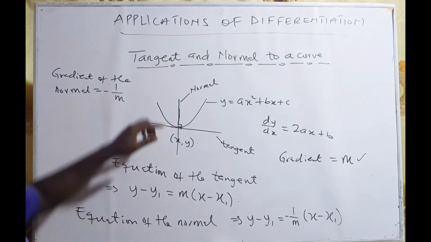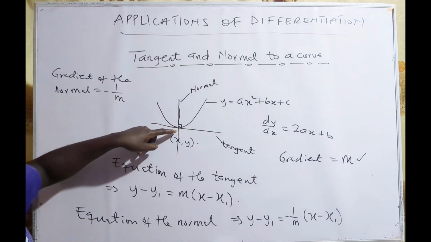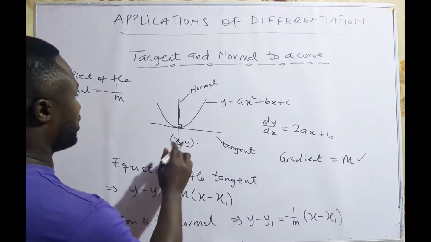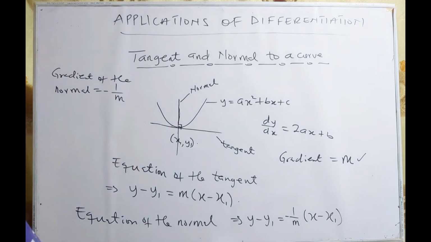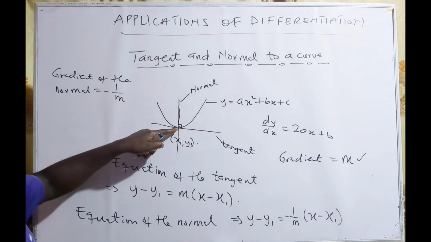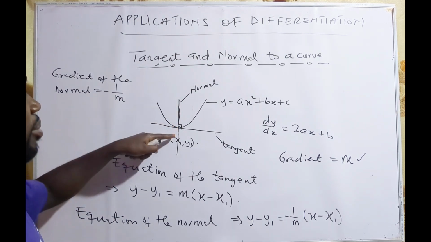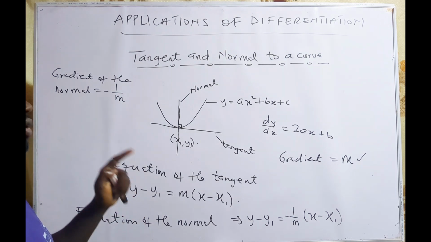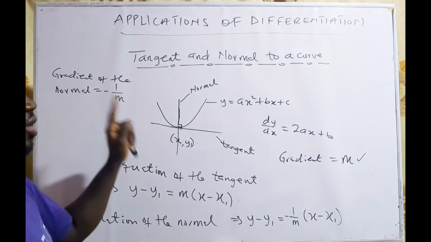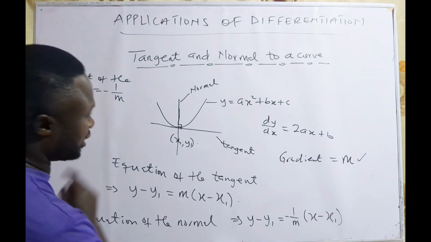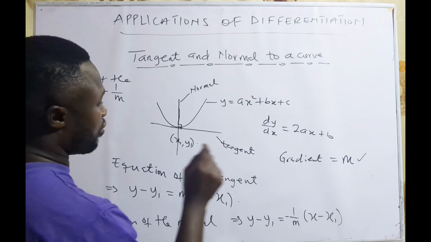And take note, because the normal is perpendicular to the tangent, they both have the same point, the point x1 y1. This particular point x1 y1 will be a point on the curve, a point on the tangent, and also a point on the normal. So that same point can be used to calculate the equation of the tangent, and the same point can also be used to calculate the equation of the normal.